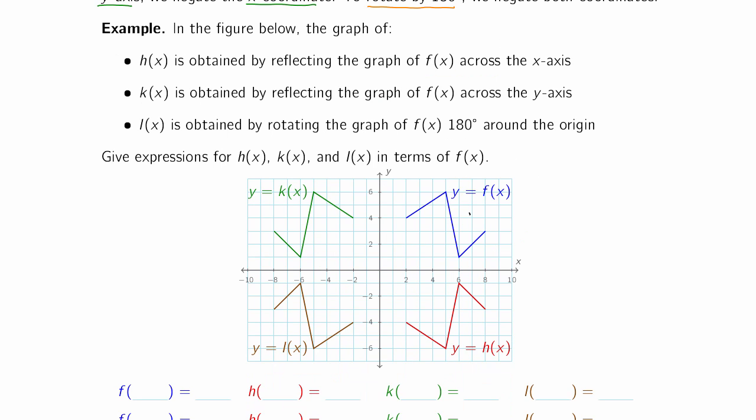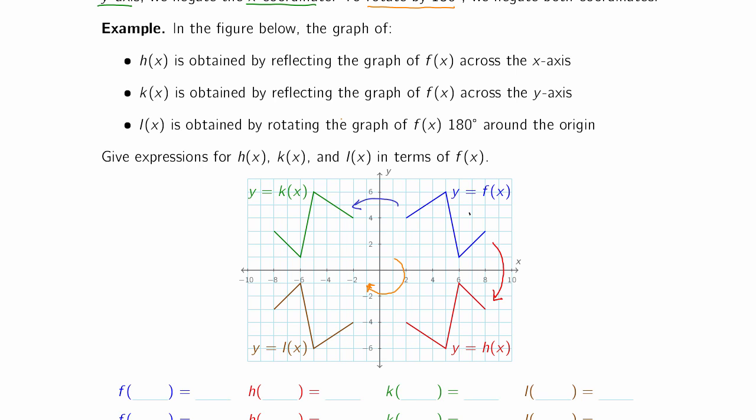So, in this example, starting with F, we reflect across the x-axis to get H. We reflect across the y-axis to get K. And we rotate 180 degrees to get L.